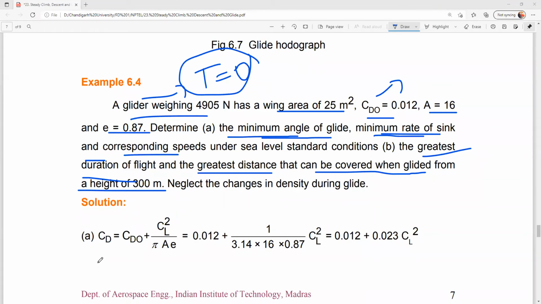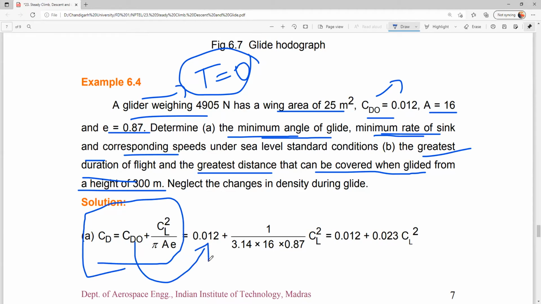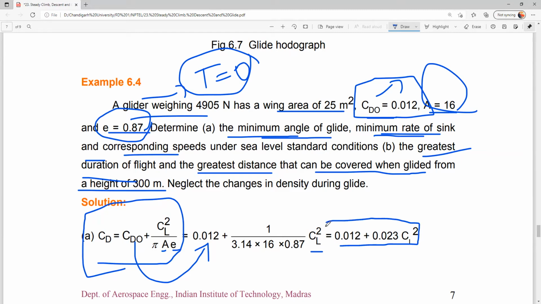So here CD is equal to CD naught plus K CL square. This is the drag polar equation we already know, right? CD naught is given as 0.012, which is given in the problem itself. Parasite drag coefficient. K CL square: the CL value we don't know, but we know the aspect ratio, which is given as 16, and the Oswald efficiency factor e is given as 0.87. So substituting that, we will get the drag polar equation. CD is equal to 0.012 plus 0.02 CL square.